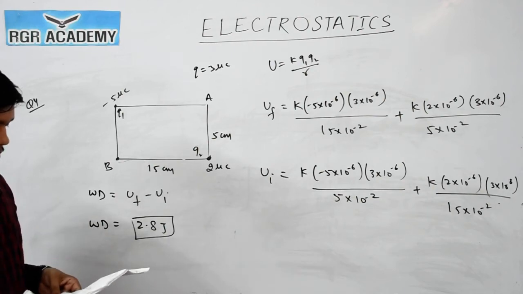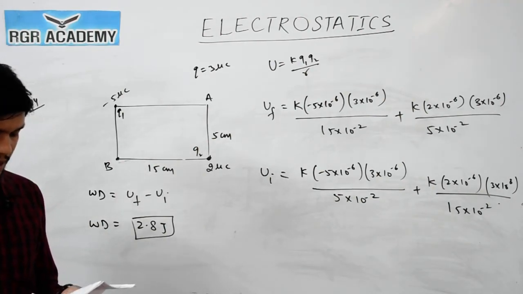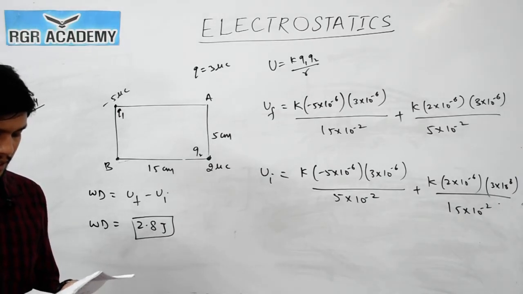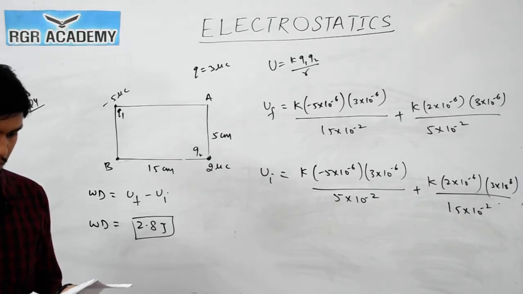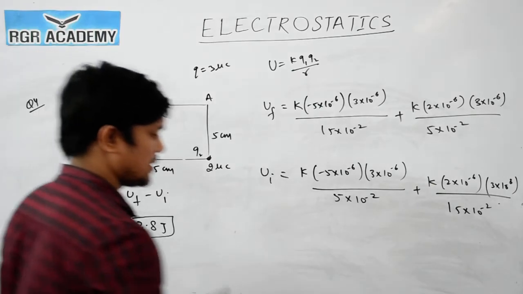Now the next one is question number 5, a statement based question. The electric field due to a dipole on the axial line at a distance r is E. The electric field due to the same dipole on the equatorial line at the same distance will be E by 2. So that is the correct statement.